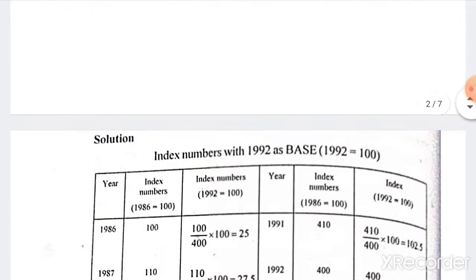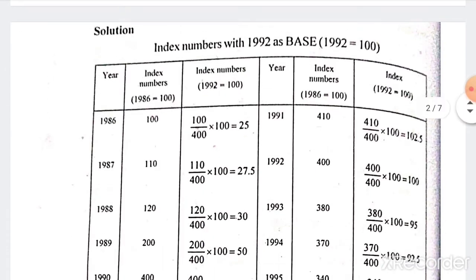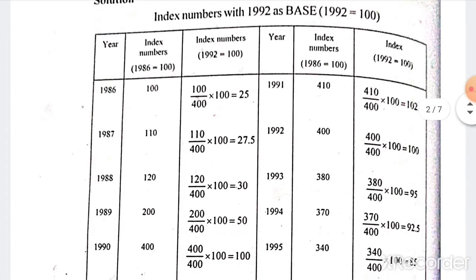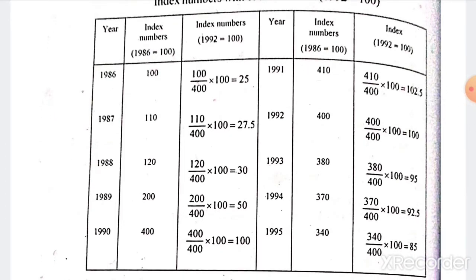So the solution is like this. Index numbers with base 1992 equal to 100. So we have to take 1986, 1987 up to 1995, and change the index number. Always they are given the index number 1986 is equal to 100 in this format. So you have to change 1992 as your 100 value. So in the result we have 1992 is 100. For 1986, that is your P1, the current price, divided by the base year price 400, into 100, that is 25.